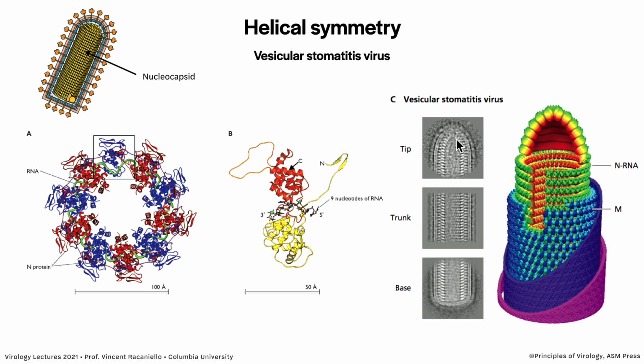And this is the actual cryo-EM structure of the nucleocapsid. This is the EM data that were used to make this. And this is an unusual virus because one end is a tip, looks like a bullet. The middle is the trunk, and the end is the base, which is flat. And the N-RNA complex winds around for all this. And at the very end, it does some weird things to make it a closed end. And then there's another protein on top of it, the M protein, and then the envelope.